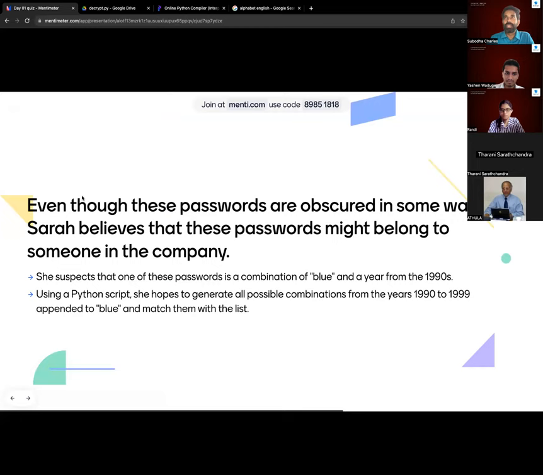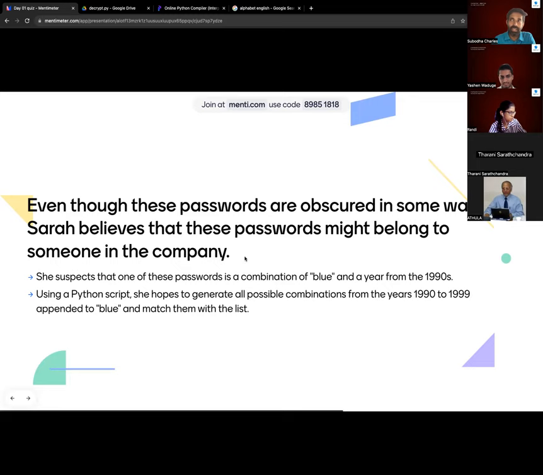Now the question is, here's the story. Even though these passwords are obscured in some way, Sarah believes that these passwords might belong to someone in the company. So what happened? Initially, we told you about the Caesar cipher. You managed to decrypt. Then after decrypting, you got the password dump. You can see the names, right? Once you get this information, these passwords are also obscured in some way. There's another layer. Then Sarah, who is our lead storyteller in this case, believes that these passwords might belong to someone in the company. And she suspects that one of these passwords is a combination of blue and a year from the 1990s.